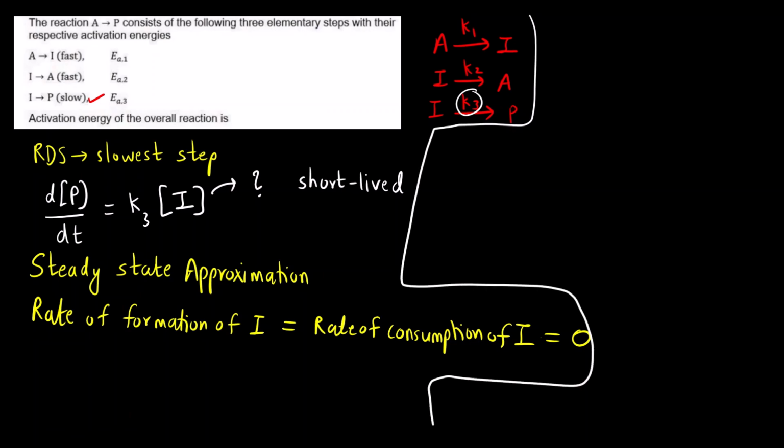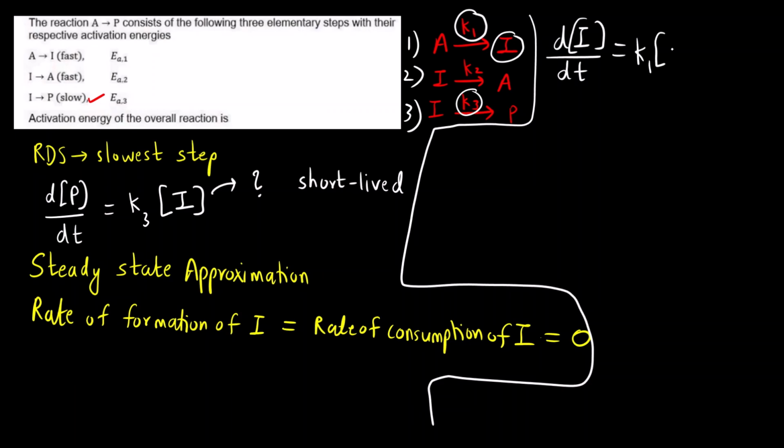In which step is the intermediate getting formed? Let us number the reactions 1, 2 and 3. In the first reaction, the intermediate is getting formed. So how do you write the rate? The rate of formation of the intermediate, dI by dt, is equal to the rate constant of the first equation, K1, into the reactant A.